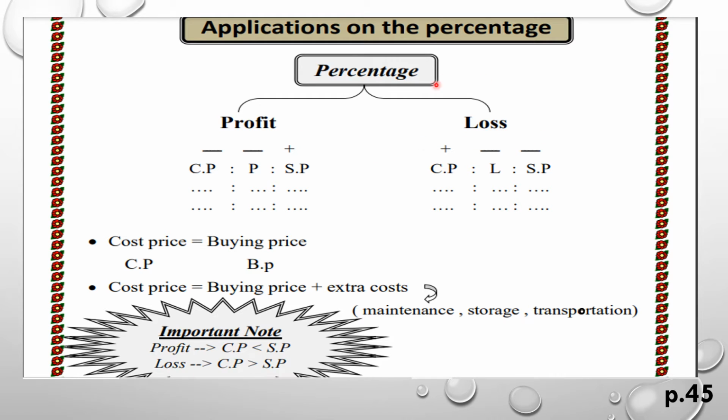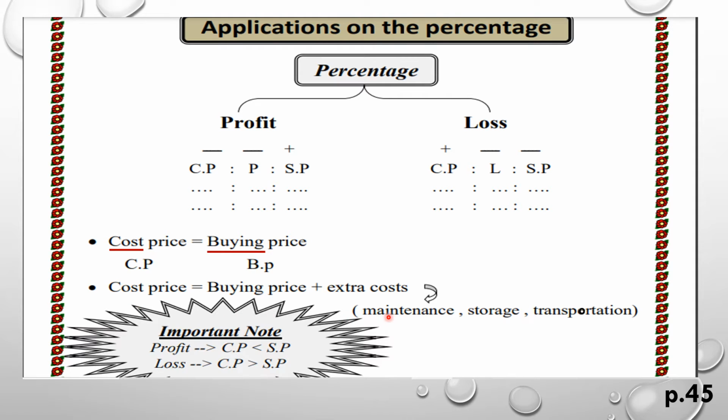And when we have loss as a keyword in our question, we are going to solve using this form: CP, L, SP. CP, cost price. L, loss. SP, selling price. The signs on these names will be plus, minus, minus by order. Cost price equals buying price. So whenever we have buying price given in our question, this is the cost price.